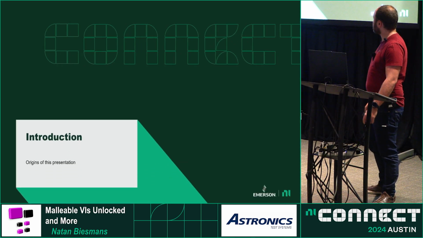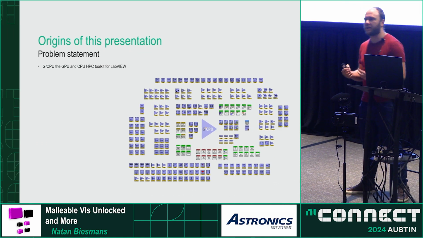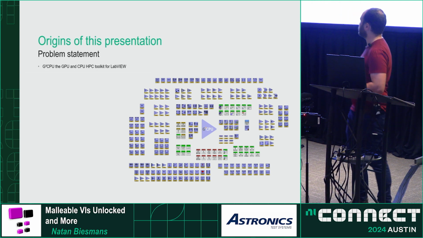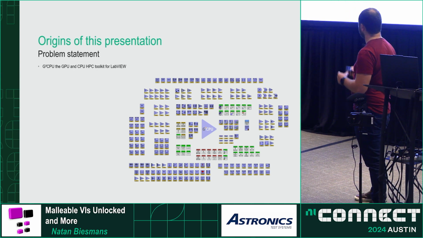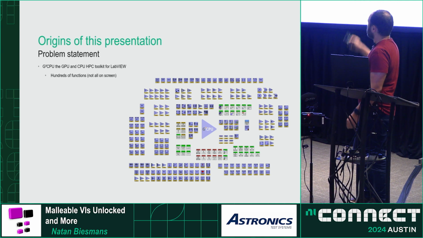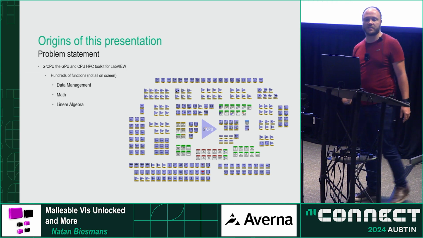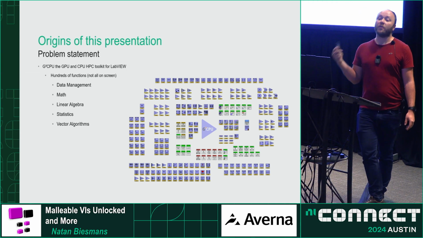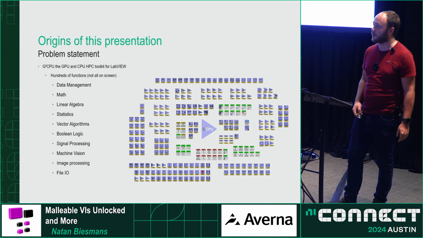So let's get into it. Why did I start this presentation? Why did I think Malleable VIs need to be out here? They are an incredibly useful tool. As I said, I designed G2CPU, a toolkit for LabVIEW with over 300 functions on the GPU. Hundreds of functions, they're not all on the screen. Things like data management, mathematics, linear algebra, statistics, vector algorithms, Boolean logic, signal processing, machine vision, image processing, and file I/O. Those are a ton of functions that need to be maintained, and it needs to be maintained well.